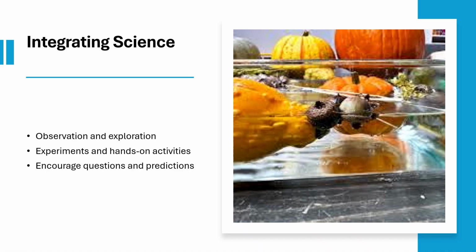Allow children to make predictions and test their ideas through simple experiments. Use natural materials whenever possible to help children connect with their environment. Discuss results and encourage children to explain what they observed. Science activities can also incorporate math skills such as counting, measuring, or comparing.